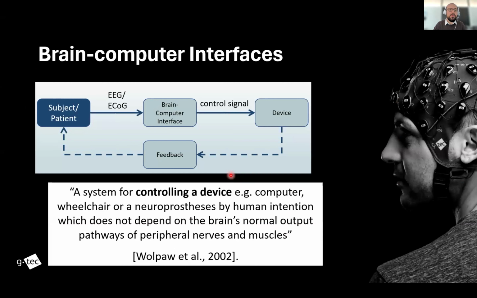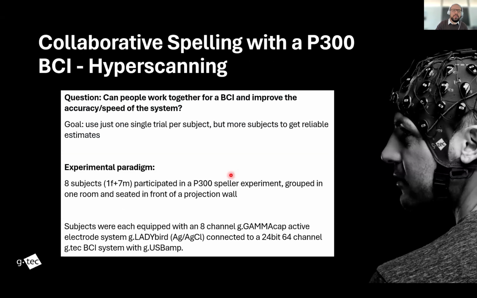As I mentioned, you can also use hyperscanning on applications such as brain-computer interfaces. I will not introduce the concept as you have been hearing a lot of it during the spring school. But I will show you something that we did back in 2013. We had a small project inside the company where we questioned ourselves if people could actually work together and improve the accuracy and the speed of a BCI system.